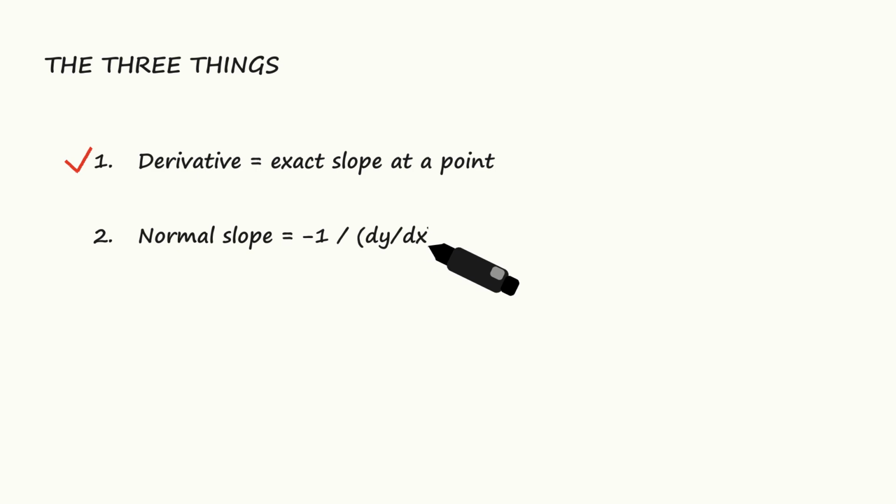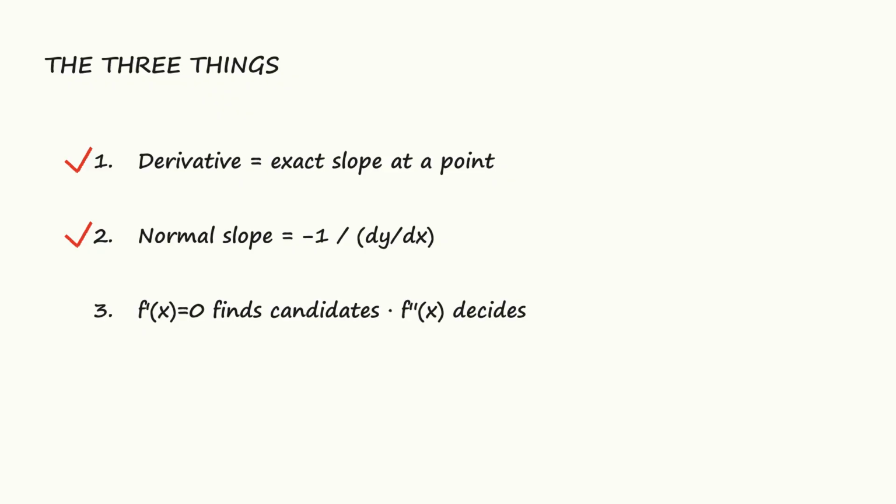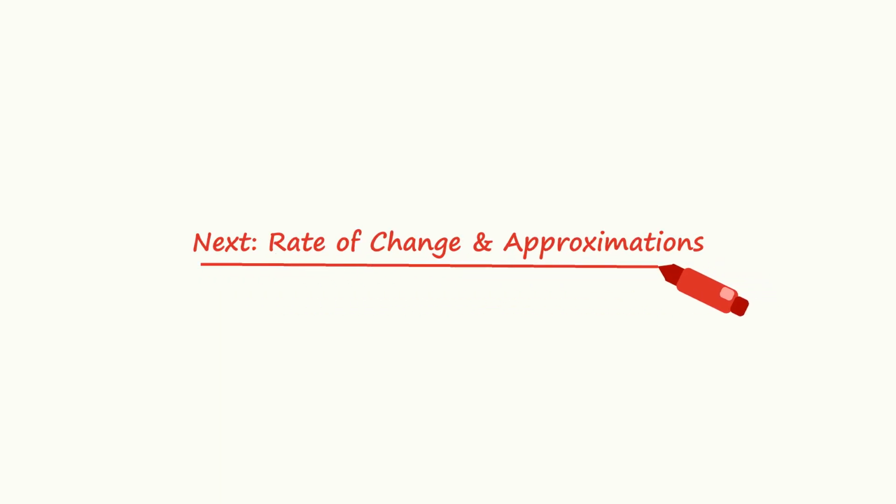3 things to carry out of this module. 1. The derivative is the exact slope of a curve at a single point. 2. The normal's slope is the negative reciprocal of the tangent's. 3. The first derivative finds your candidates. The second derivative decides their fate. Next module, we put this tool to work on rates of change. Practice these 2 problems until the method is automatic. See you there.